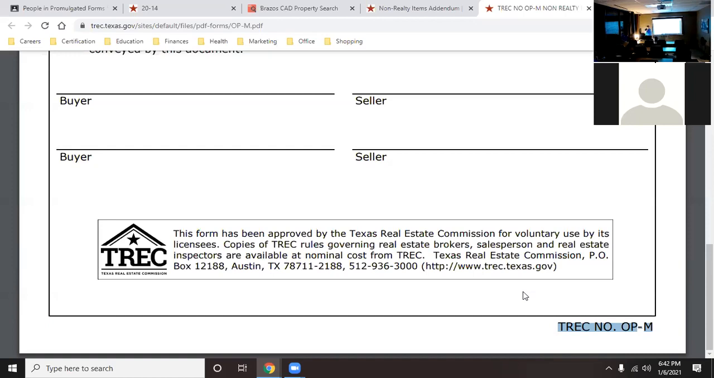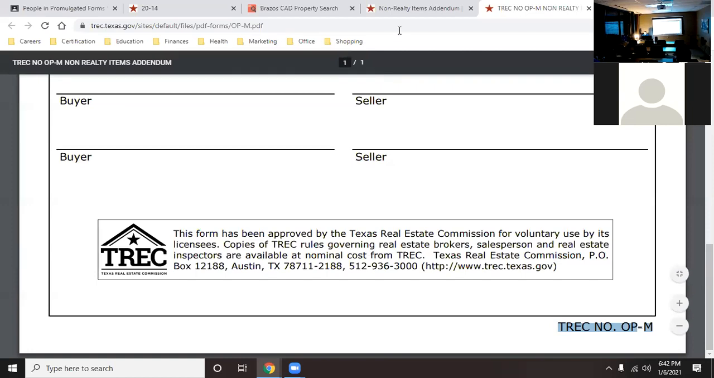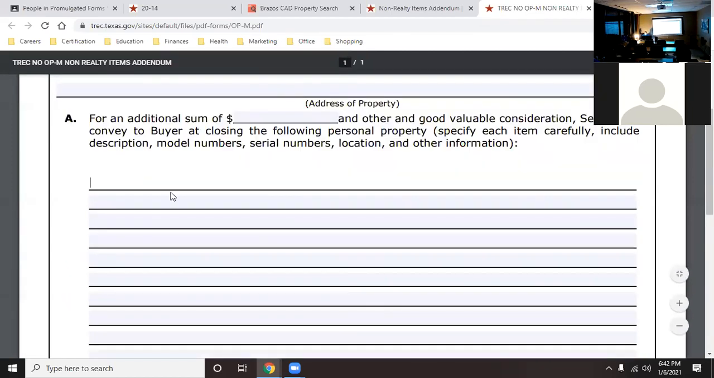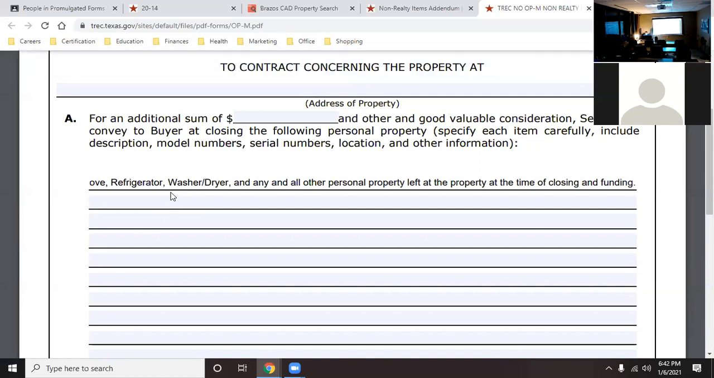But again, it is a form that I use with all my contracts. Now, there will be some people that will argue. When I'm filling this form out, I normally will type: stove, refrigerator, washer, dryer, and any and all other personal property left at the property at the time of closing and funding. That's normally what I would call it. I know it pushed it over, but I normally fill it out like that.